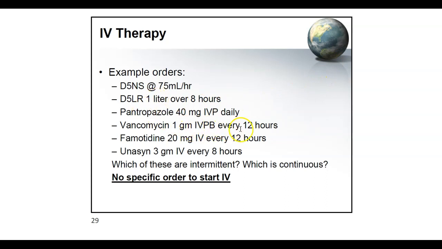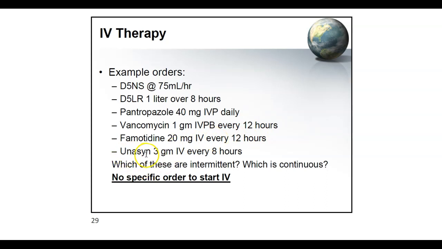Vancomycin 1 gram IV piggyback every 12 hours. It has a frequency, right? You just do it every 12 hours. So that's intermittent. Famotidine 20 milligrams IV every 12 hours. Again, that's also intermittent. Although sometimes they won't put the P, usually, unless there's something else going on, famotidine is also an IV push. So again, this is intermittent because it's not continuously going.